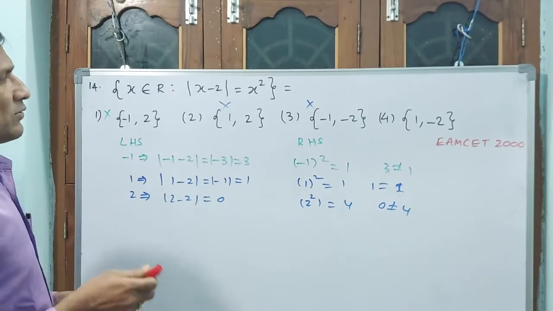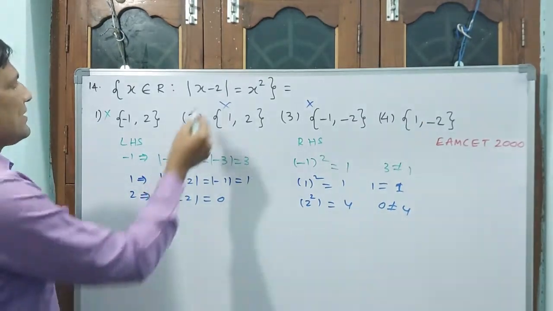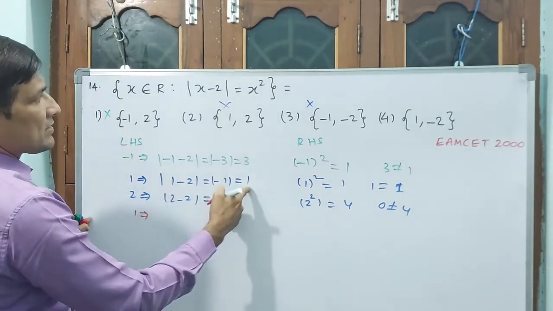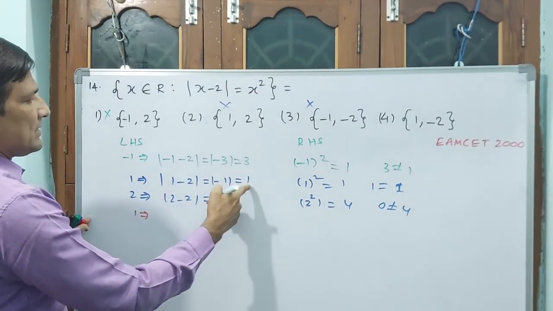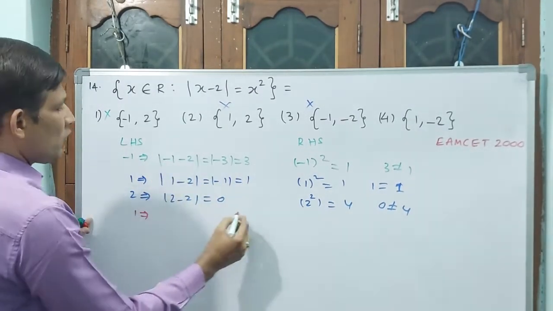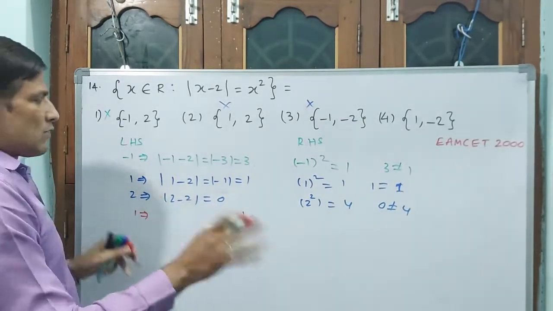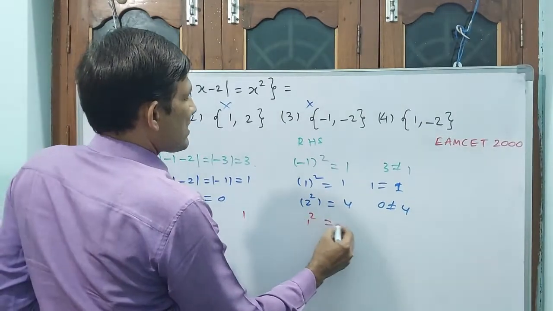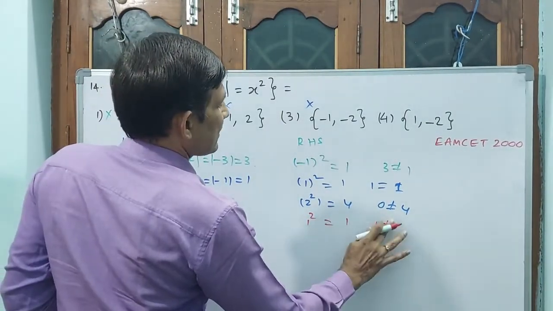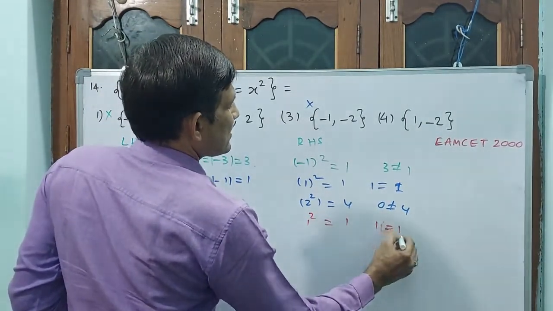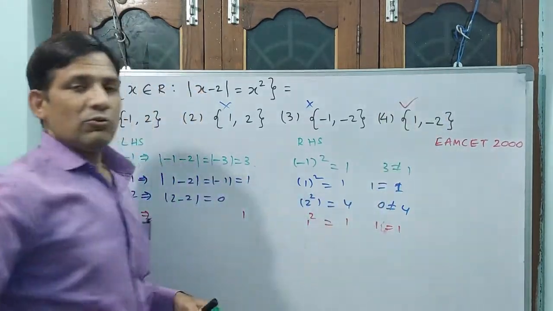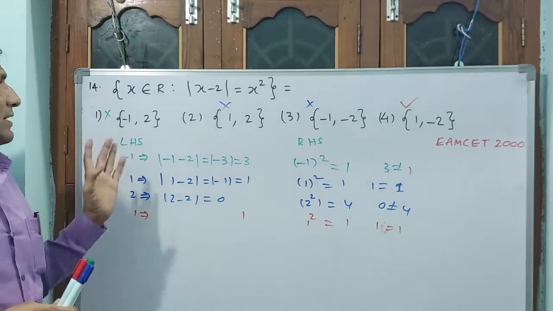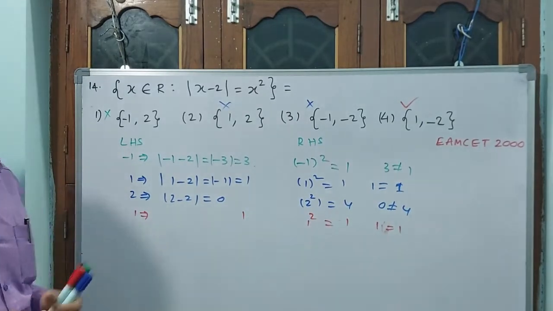Let us go. 1, give 1 for LHS. If you give 1, see, 1 is satisfied. If you give 1, 1 will come. We need not do again. That we know. And go here, 1 square is equal to 1. That means 1 is equal to 1. Like this you have to do. This is easy only. And next question we will take 15th question.